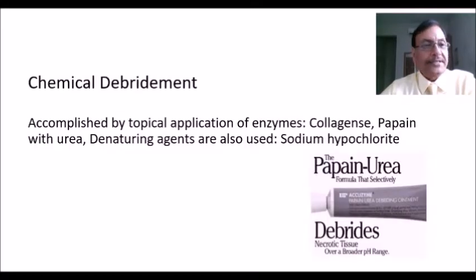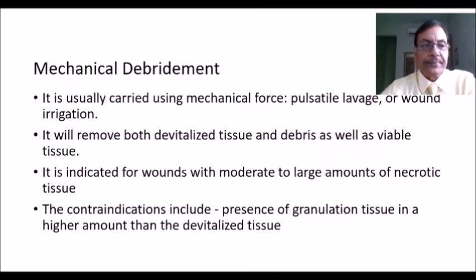healthy tissue. There is chemical debridement. It is accomplished by topical application of enzymes, for example collagenase, papain with urea, and sometimes denaturing agents such as sodium hypochlorite. There can be mechanical debridement.